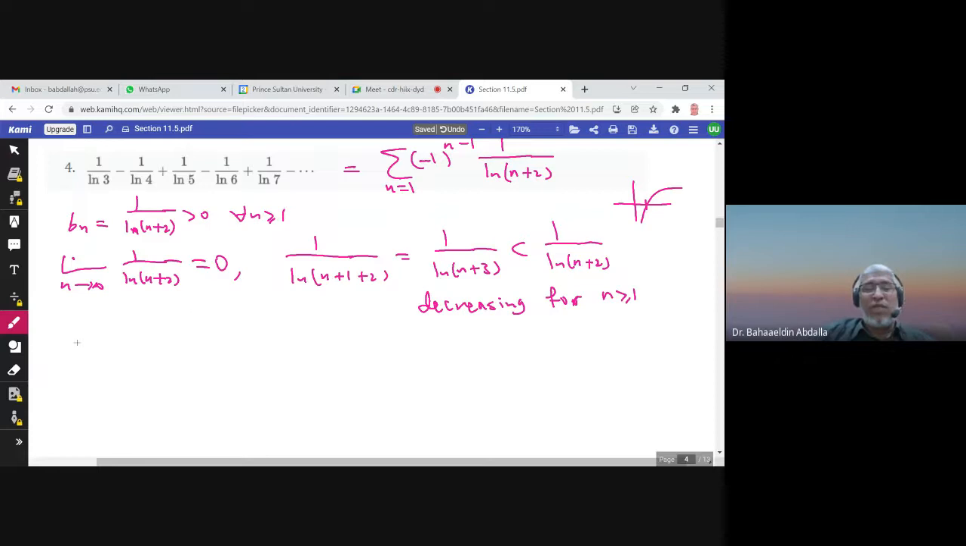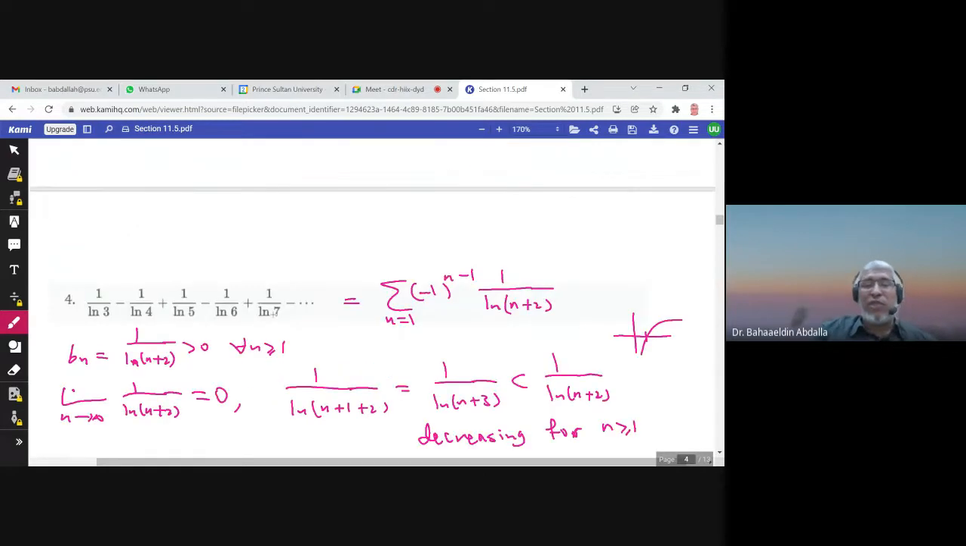So it satisfies the two conditions. So by the alternating series test, summation An converges. So this series converges, and this is An.